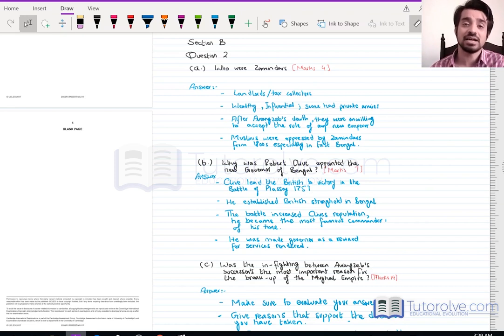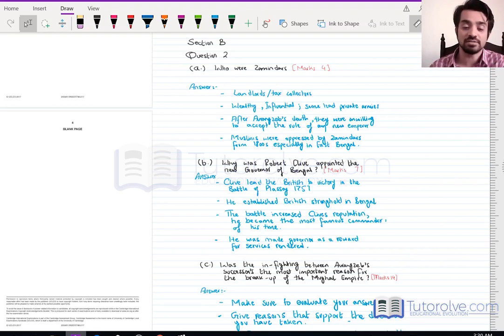Now, because of winning Bengal, such an important province of the Indian subcontinent, he rose greatly in the eyes of the British and was made governor as a reward. He established the British stronghold in Bengal. The battle increased Clive's reputation and he became the most famous commander of his time. He was made governor as a reward for services rendered.